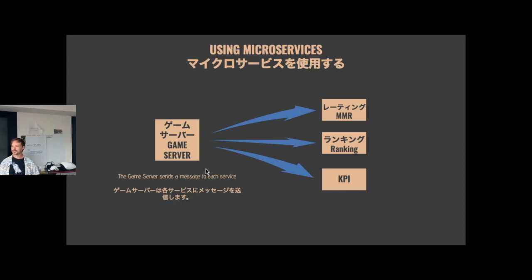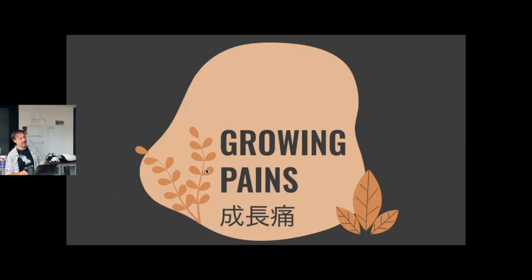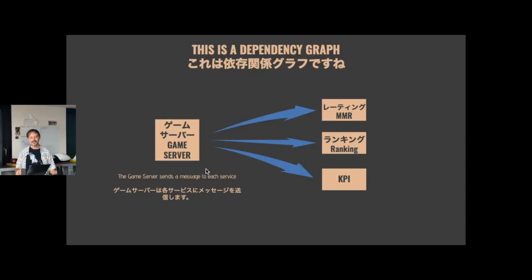Let's use microservices. So we have a game server that handles what you might imagine a game server handles, runs the game. And at the end of each game, we're going to send out a message to our MMR service, our skill rating service, our ranking for leaderboards, and to our KPI services. Seems reasonable. But there's a couple of problems with this.